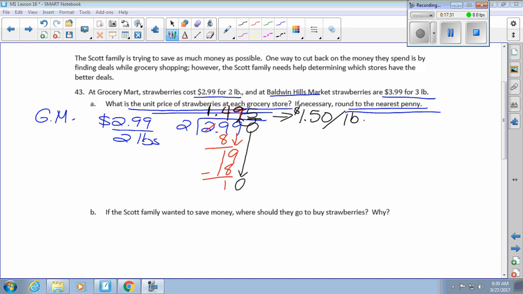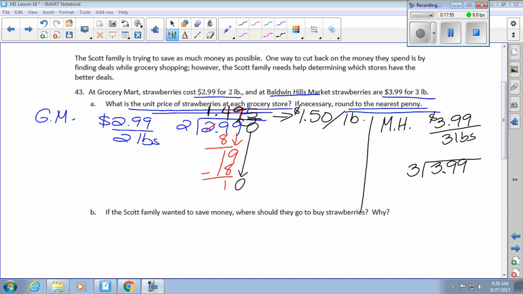So that's at Grocery Mart. Let's figure out the price over here of Market Hills. All right. So Market Hills, they have $3.99 for every 3 pounds. All right, so let's take $3.99, and what are we doing to the $3.99? Dividing it by 3, very good.